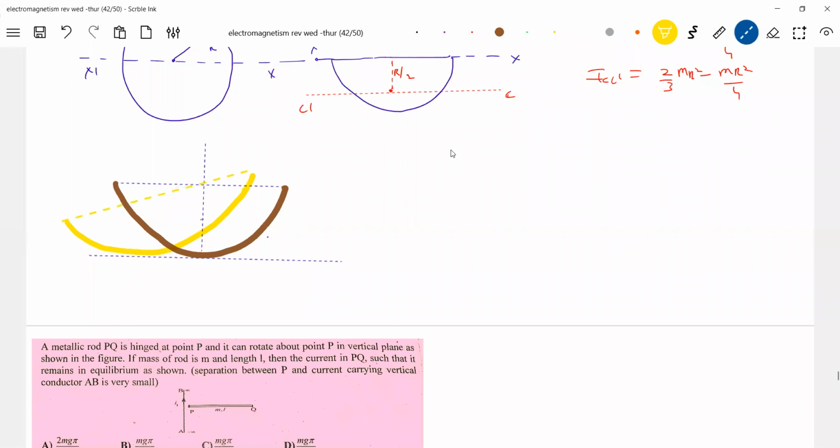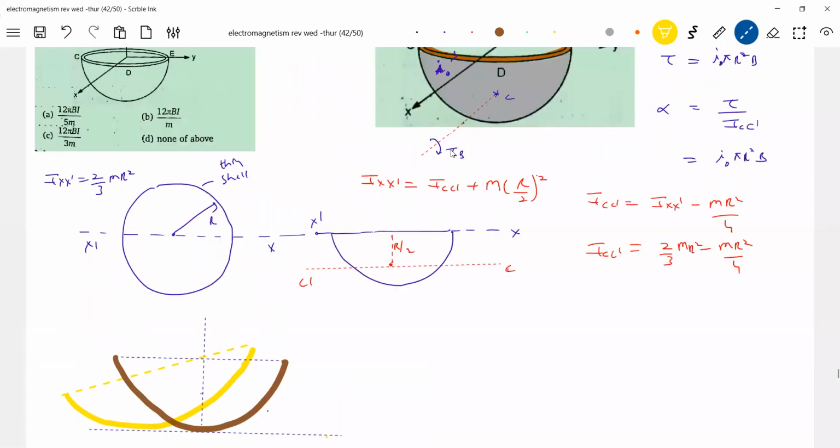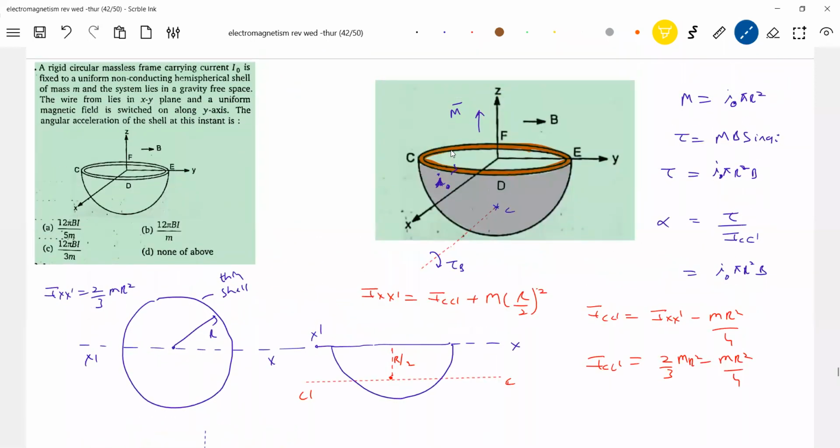About what point will it rotate? Definitely about the instantaneous center, on the ground, because here the ground has come into the picture. We should not say it is free to rotate about the center of mass. Here the body is set free to rotate. So what is the property of a body? According to rigid body mechanics, it should rotate about its center of mass.